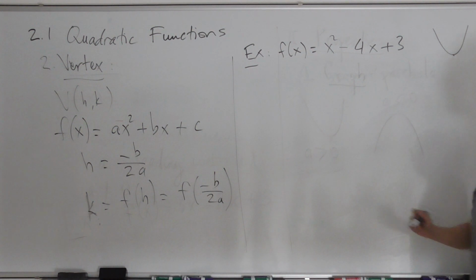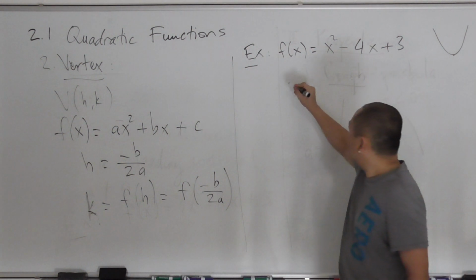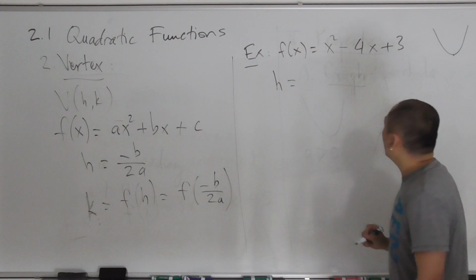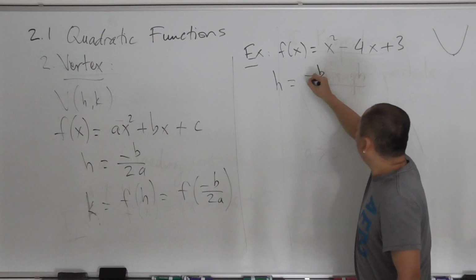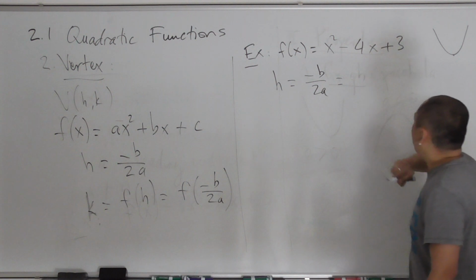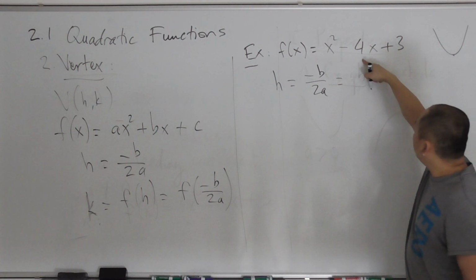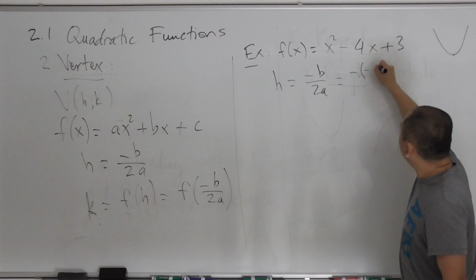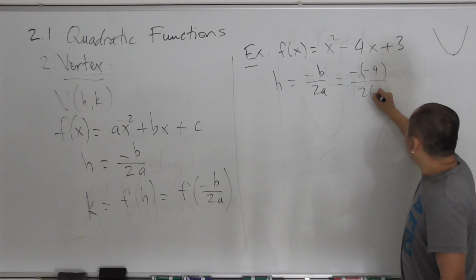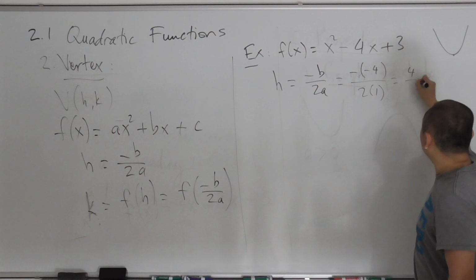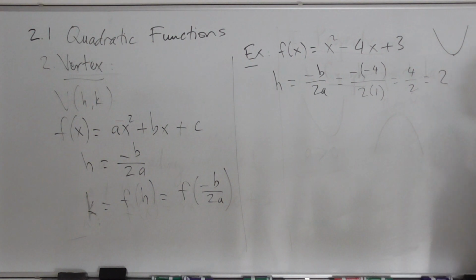All right? And we can use a formula to find the vertex. h, which is the x coordinate, is negative b over 2a. In this particular example, b is negative 4, so negative of negative 4 over 2 times 1, which is 4 over 2, equal to 2.